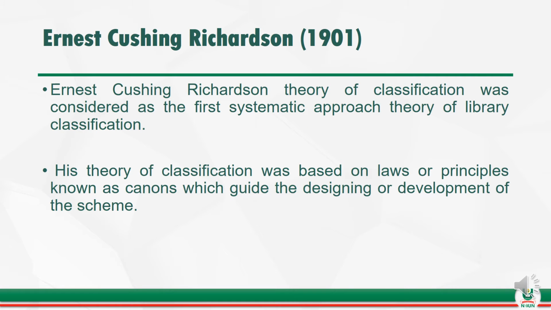Ernest Cushing Richardson's theory of classification was considered the first systematic approach theory of library classification. His theory was based on laws and principles known as canons. He advocated that classification should be done in an orderly manner, and he believed in using the order of things in describing existing knowledge.